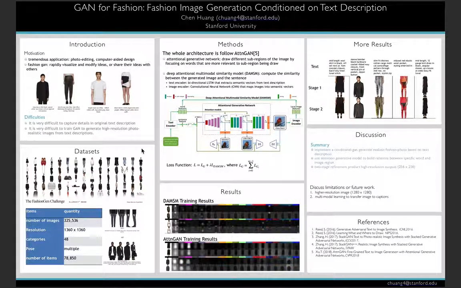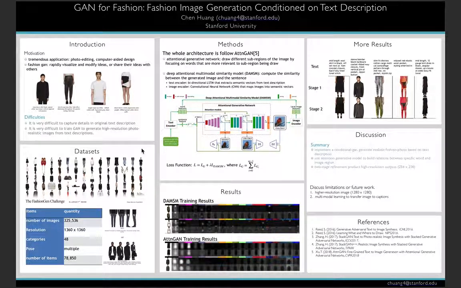And for the whole architecture, I'm just following AttnGAN. AttnGAN is a paper recently published in CVPR this year. It has two components. First is called the attentional generative network, which draws different sub-regions of the image by focusing on the words that are more relevant to the sub-region being drawn. So basically, it tries to build a relation between image sub-regions and words in a sentence, which is a much more fine-grained correlation.